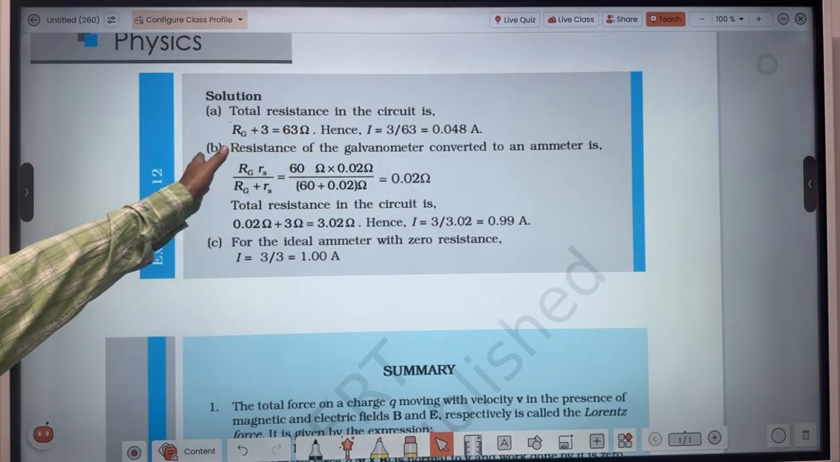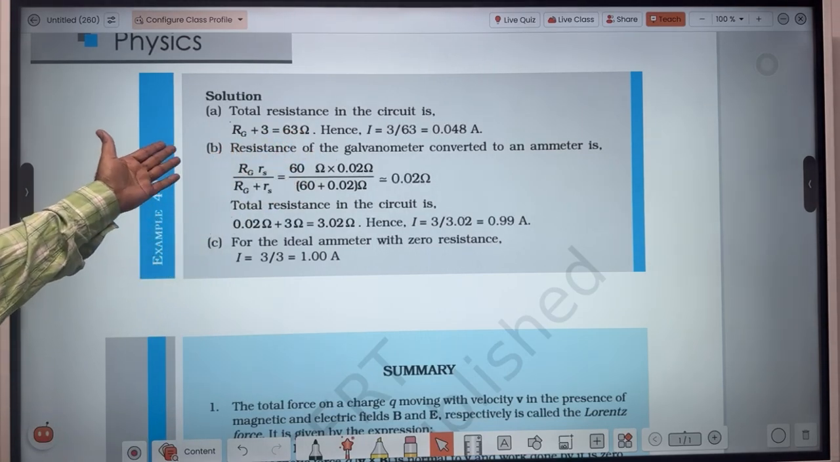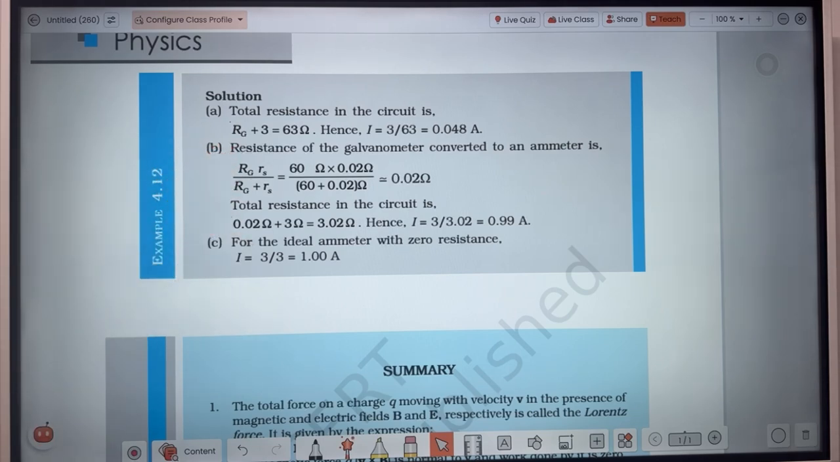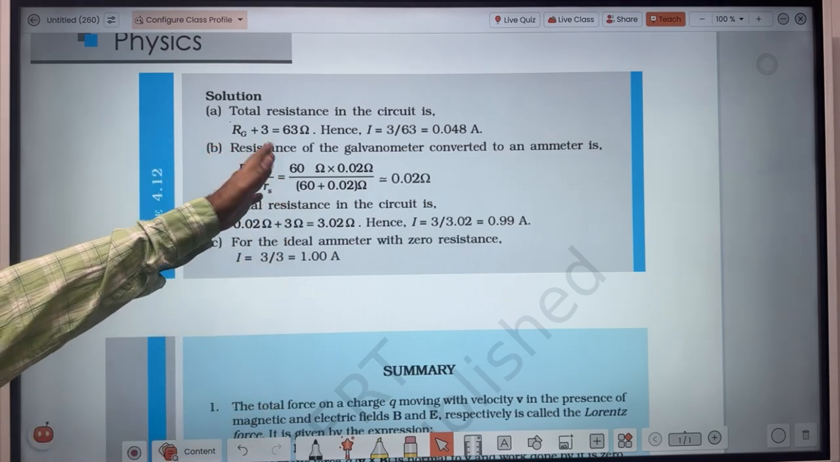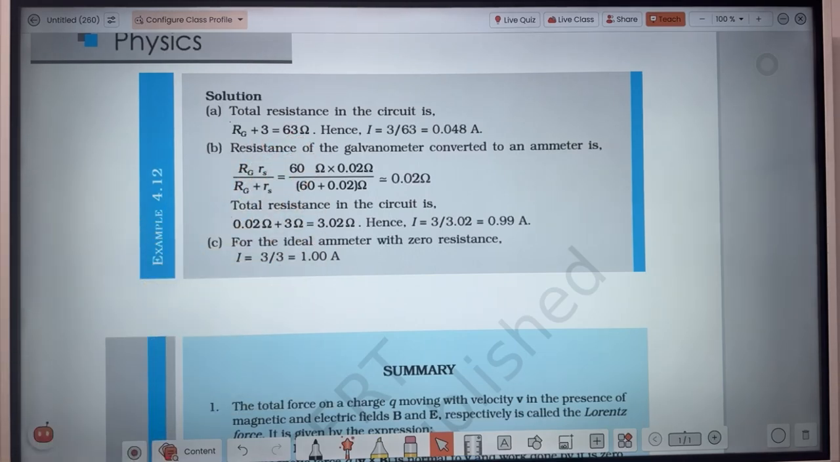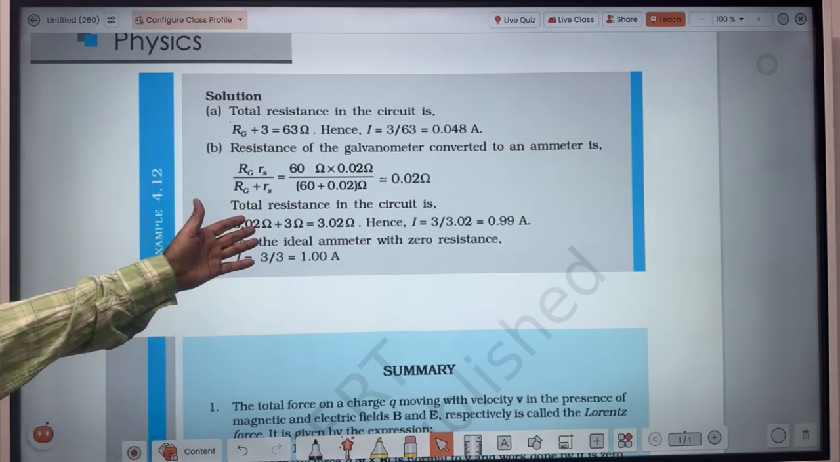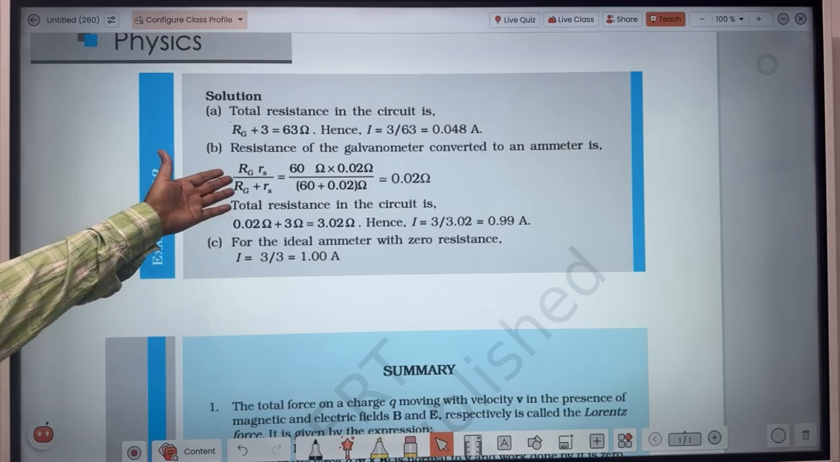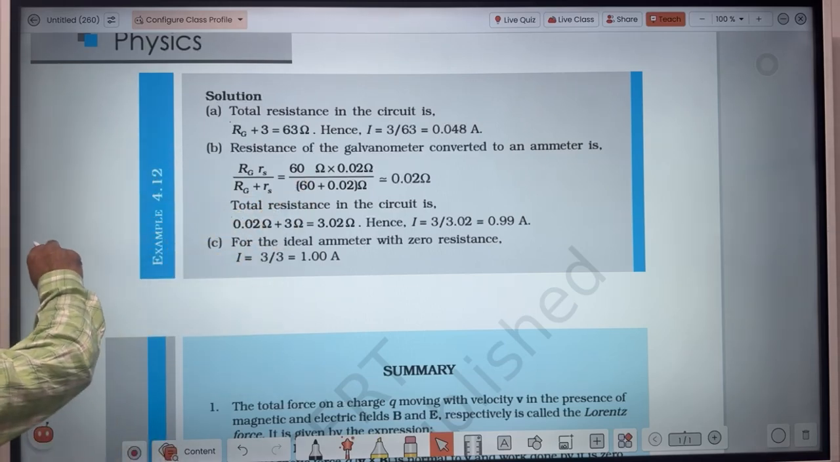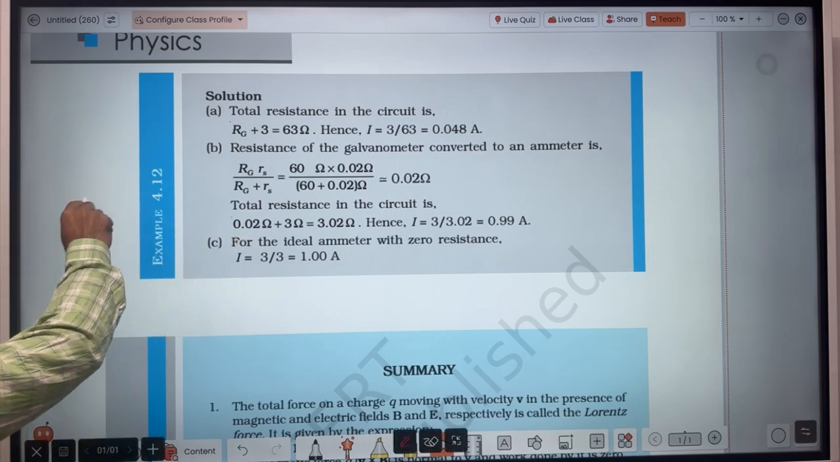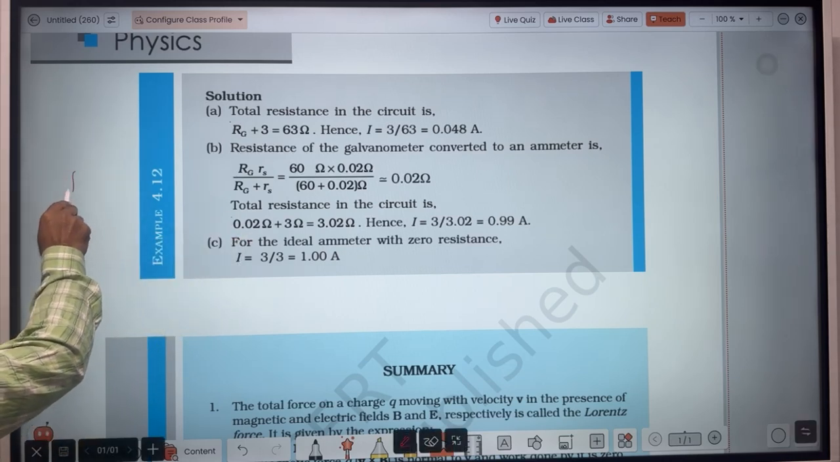Total resistance in the circuit, first case as I told you, will be Rg plus 3, that is 63 ohm. So I will be 3 upon 63, that is 1 upon 21 or 0.048 ampere. And second case, as I told you, it will be very less resistance, negligibly small. If you have not understood, you can understand what is happening. So this is happening like this.